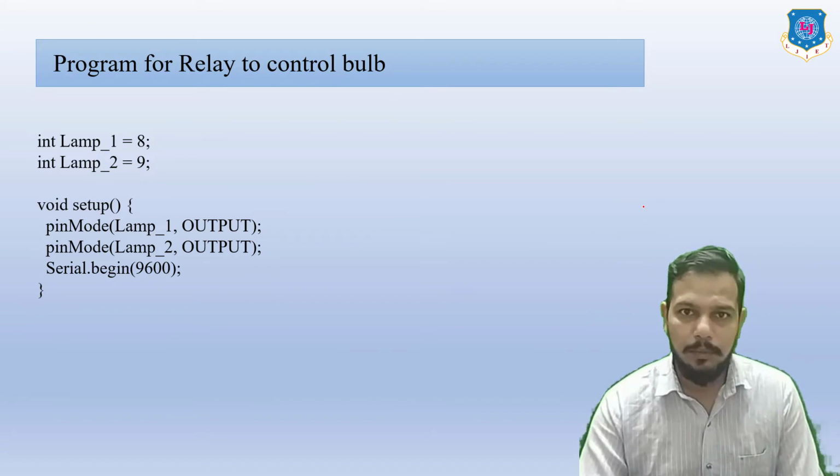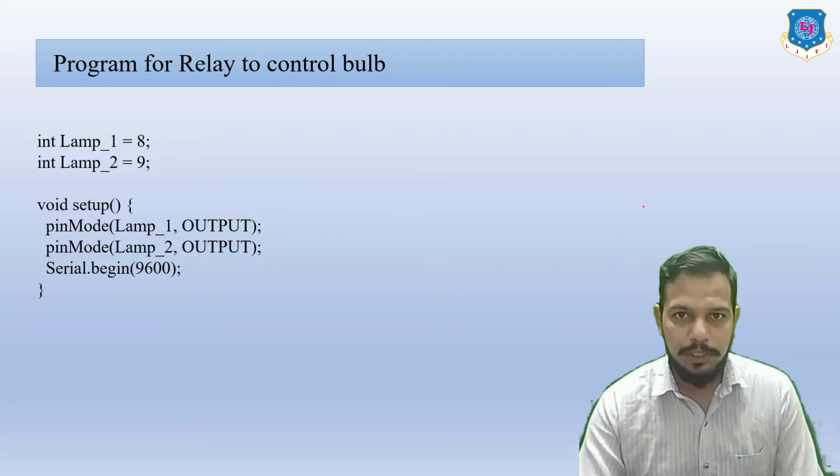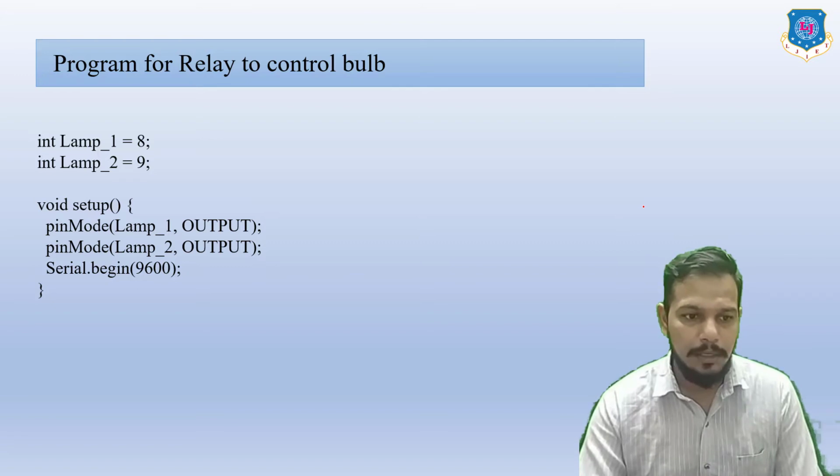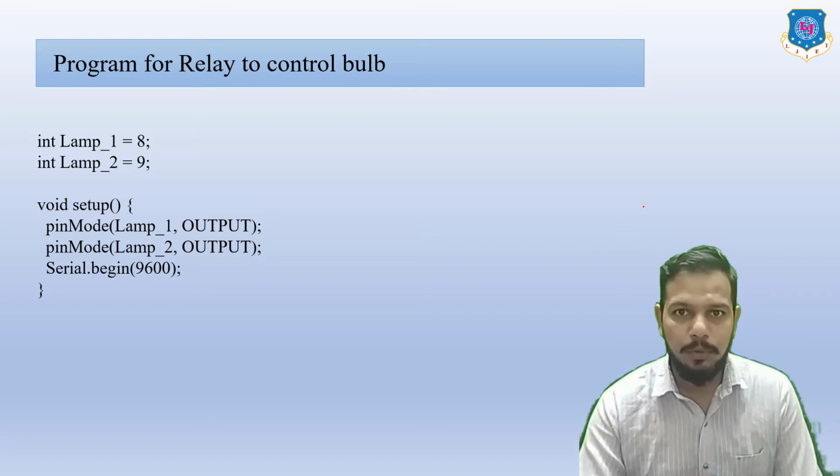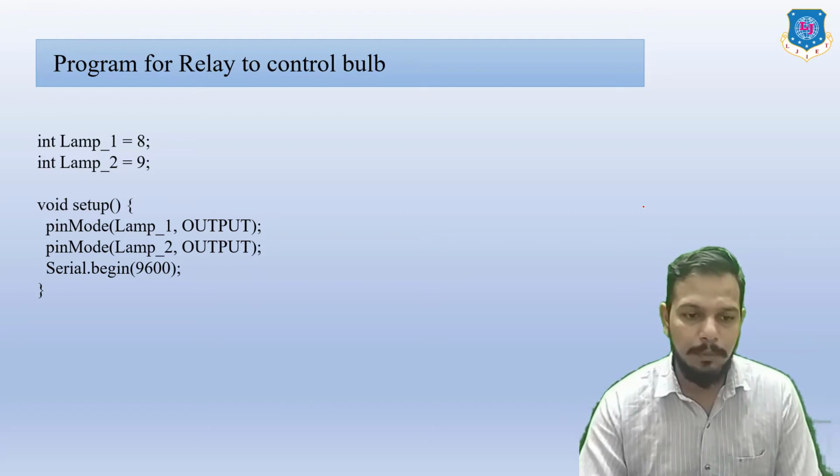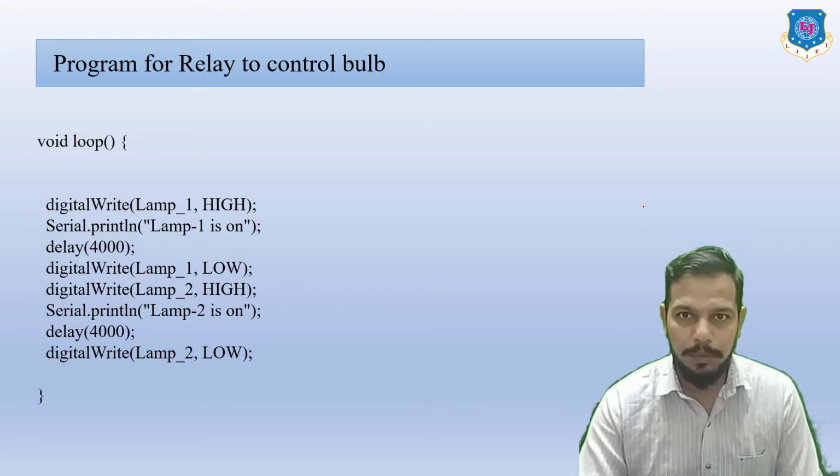Next, most important, for the relay to control the bulb, we just have to define the variables lamp 1 and lamp 2. Lamp 1 is equal to 8, lamp 2 is equal to 9. Void setup, pinMode declares whether the pin is input or output. So here lamp number 1 is output, lamp number 2 is output again. Serial.begin(9600).